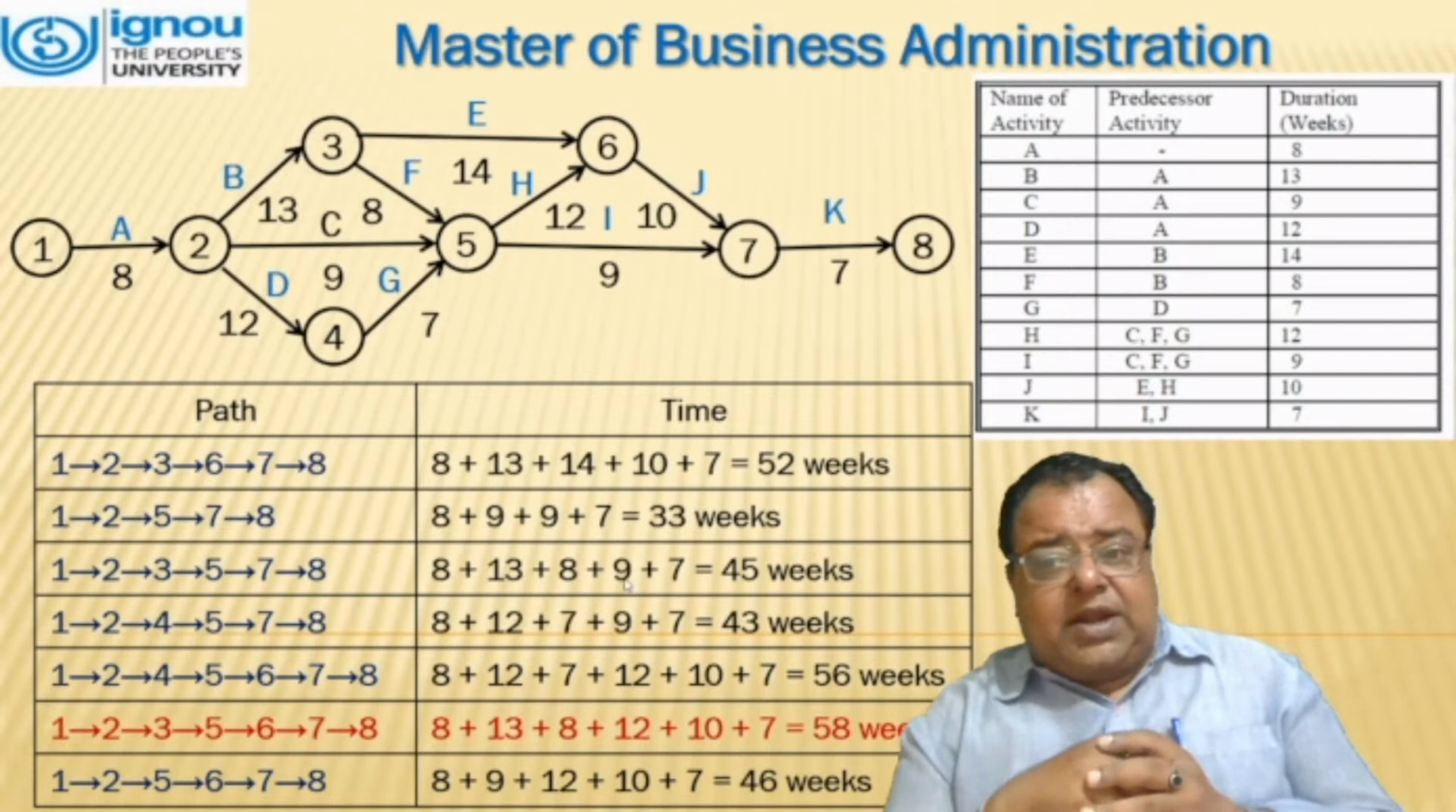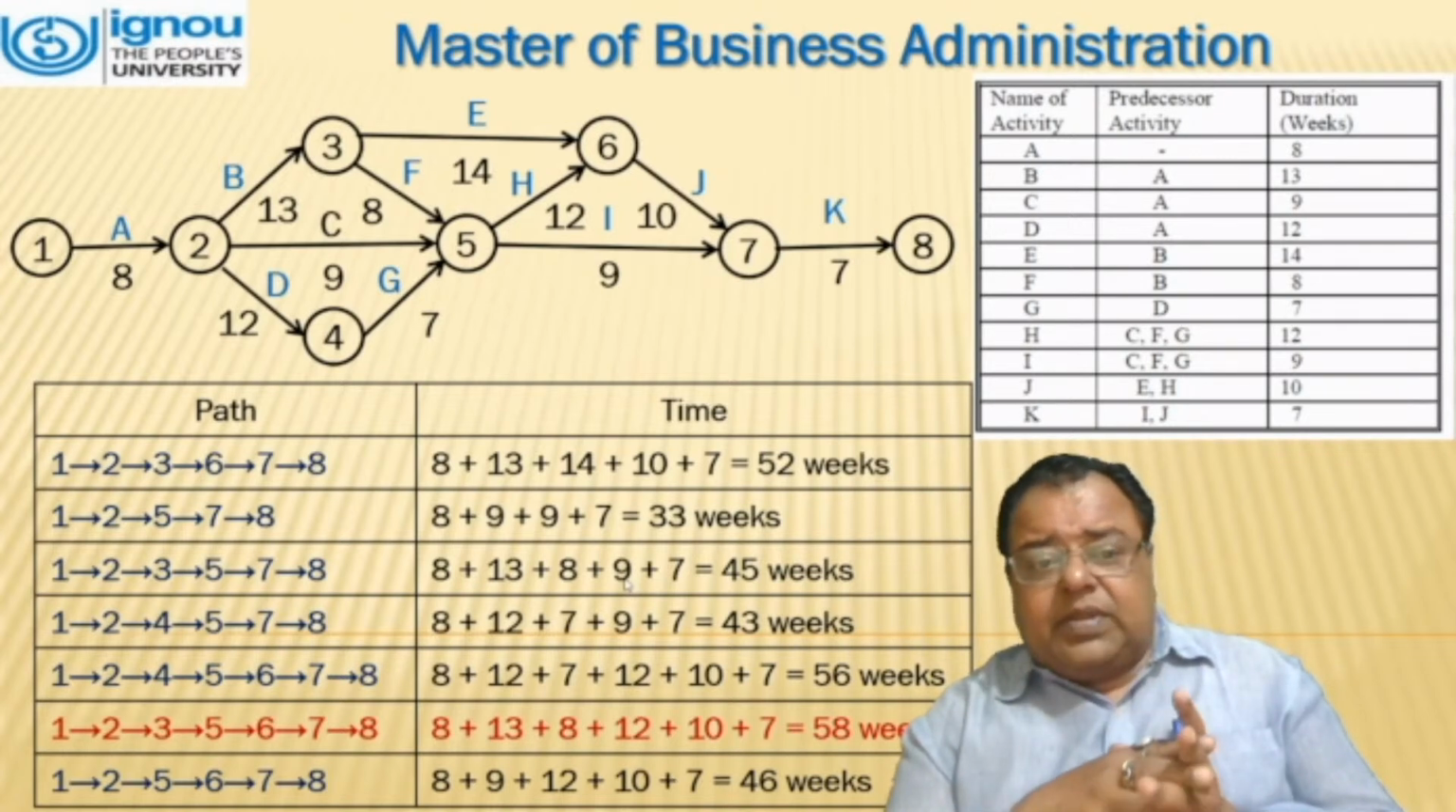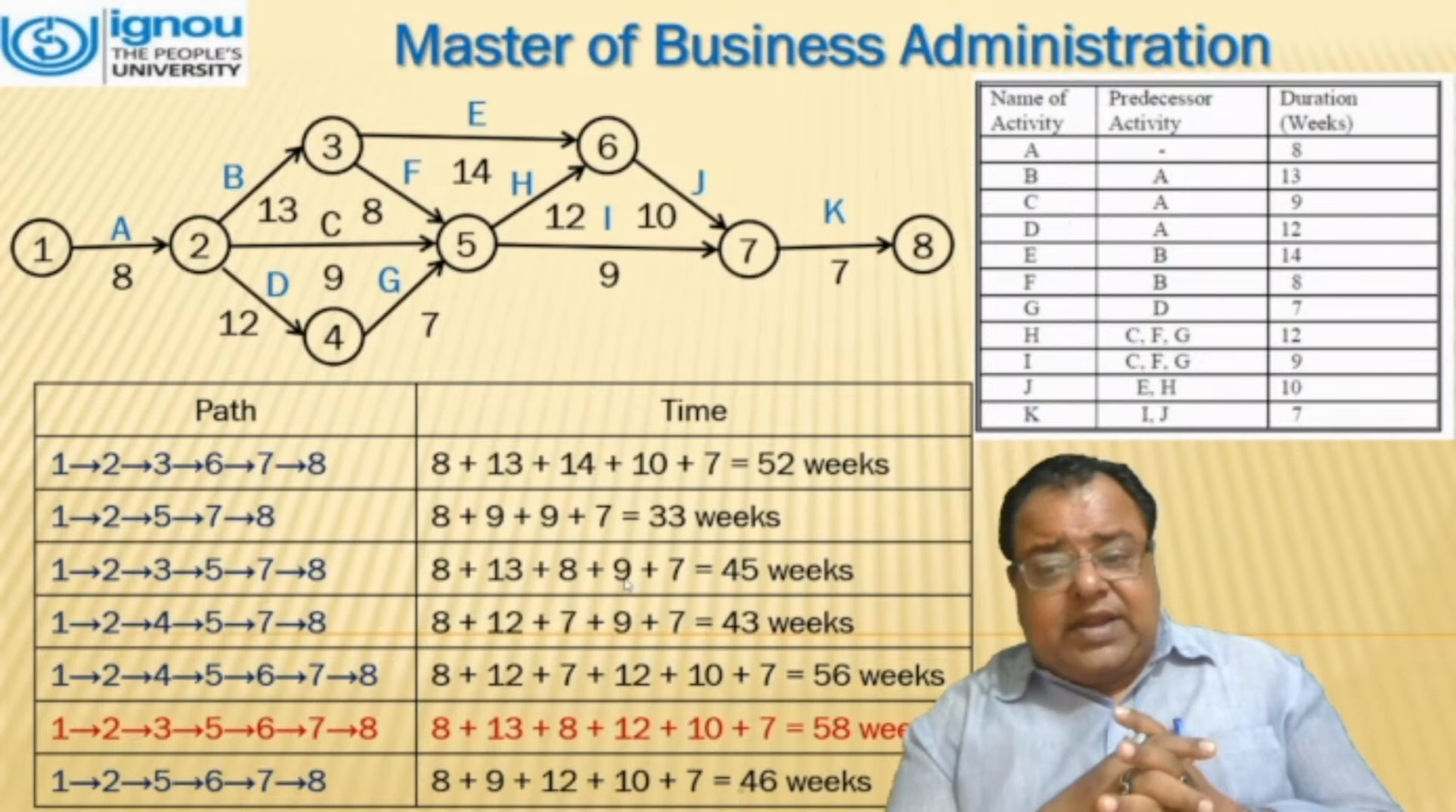For B, it is 13. For C, it is 9. For D, it is 12. For E, it is 14. For F, it is 8. For G, it is 7. For H, it is 12. For I, it is 9. For J, it is 10. And for K, it is 7.